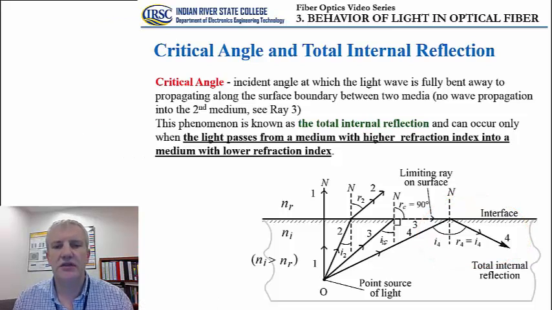This phenomenon that is defined as total internal reflection can occur only if the light passes from a medium with higher refraction index into a medium with lower refraction index. This is very important to remember. So only if the light is basically moving from an optically more dense material into an optically less dense material is that a possible condition at which total internal reflection may occur at certain angles of incidence.